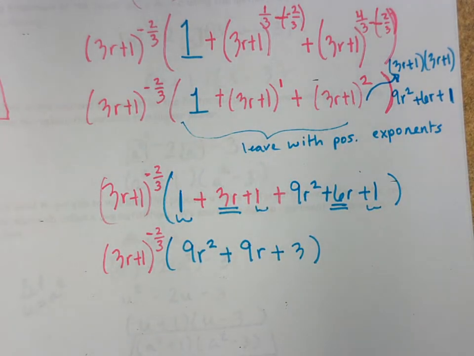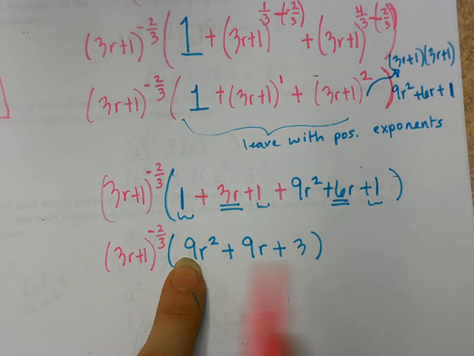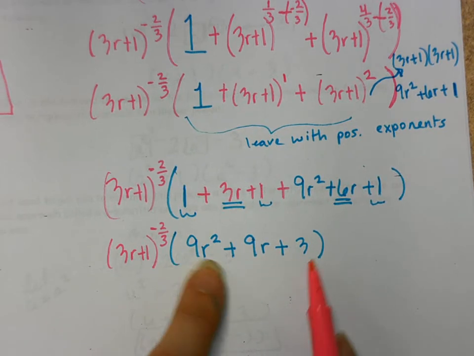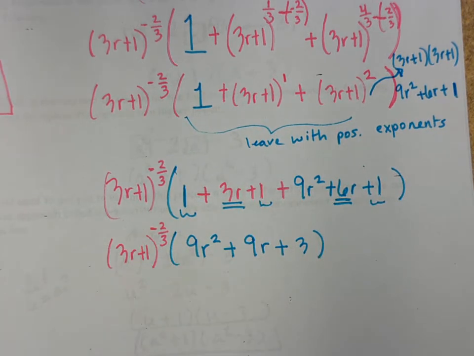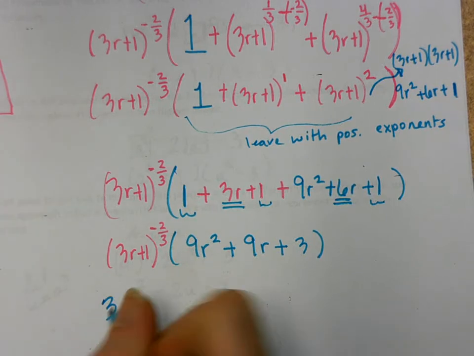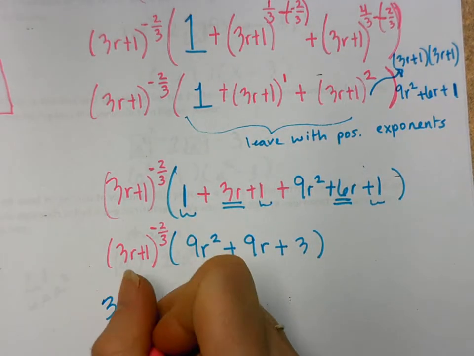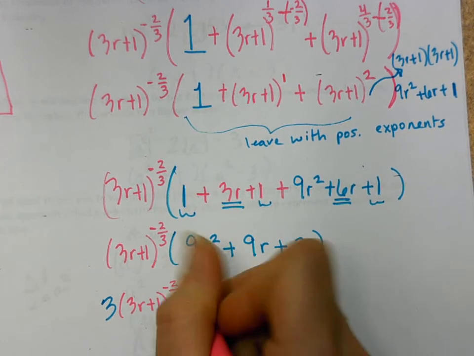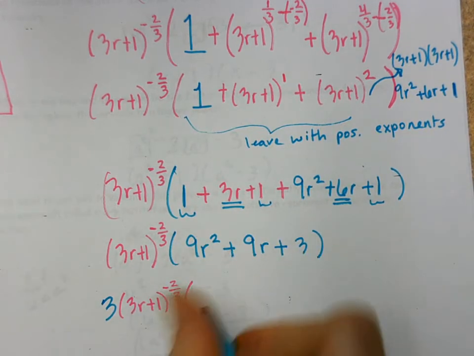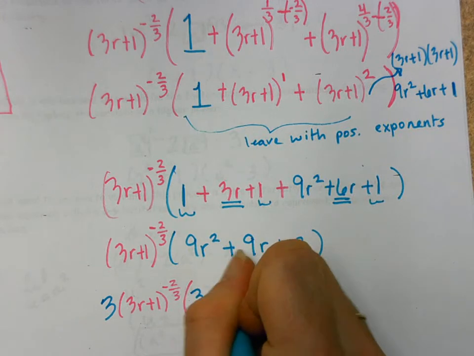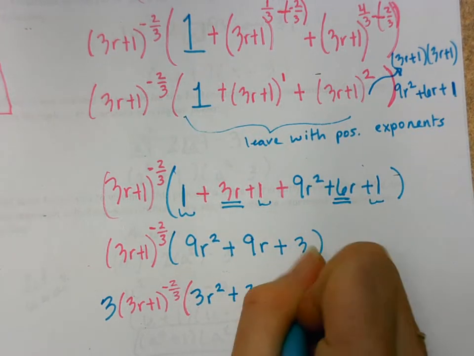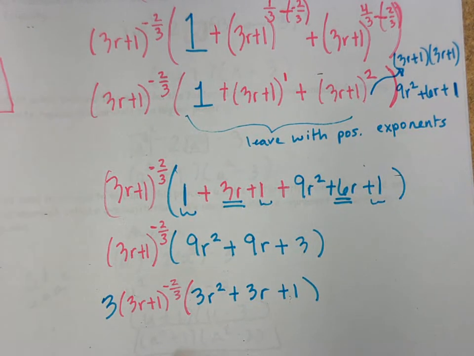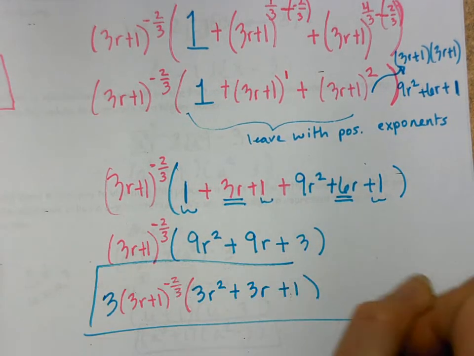Now look at why it was necessary to simplify that. What do you see that we can still take out? A 3. There's a common factor of 3 inside every term. So I divide that out. I'm going to divide it to the front. And I have 3 times quantity 3r plus 1 to the negative 2/3, multiplied by 3r squared plus 3r plus 1. And then that would actually be as far as we can go.